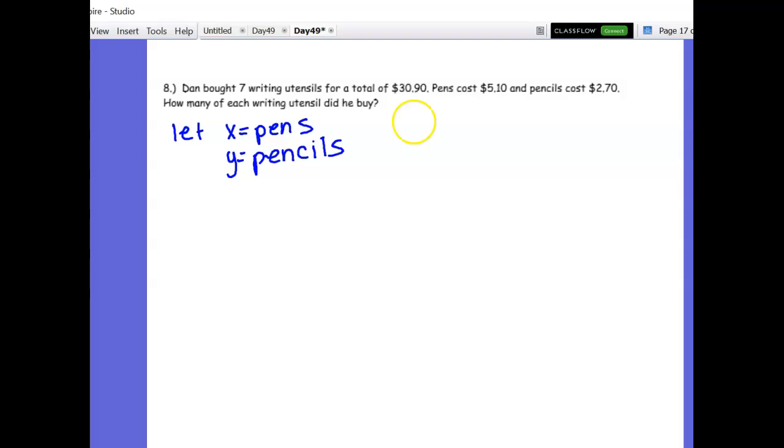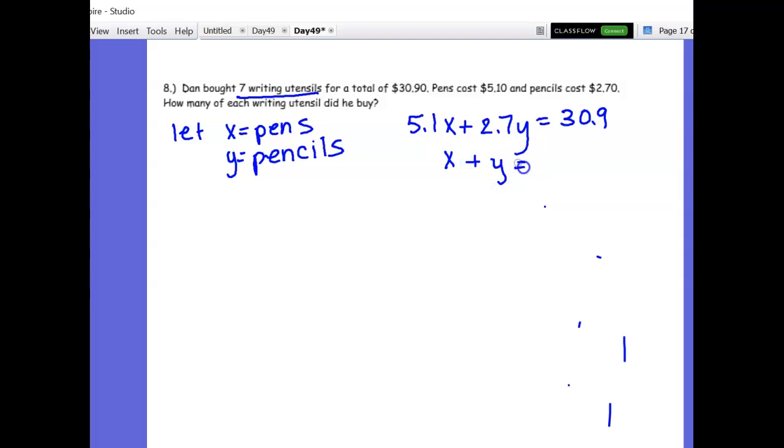So since he bought, let's look at the money. Okay, pens are $5.10, so $5.10 for X, and pencils are $2.70 for our Y, and he's going to buy a total of $30.90. Okay, so there's the money. He bought 7 writing utensils. That means pens and pencils would equal 7. So that's the hard part. There's our two equations. In this case, you can either do substitution or elimination.